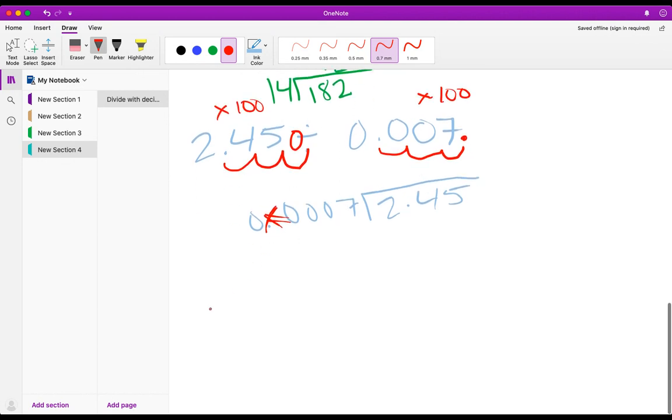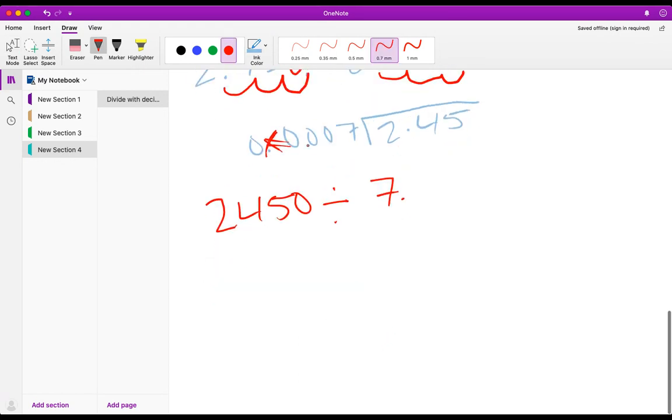And my new problem comes out to be 2,450 divided by 7, right? Because we did those jumps, the decimal place is over here. I don't have to say divided by 007 because now that the decimal point's on that side, I'm good to go. So then I'm going to rewrite my equation now.